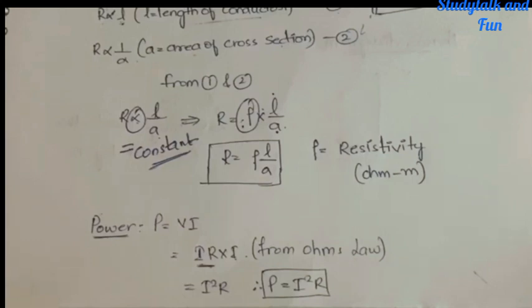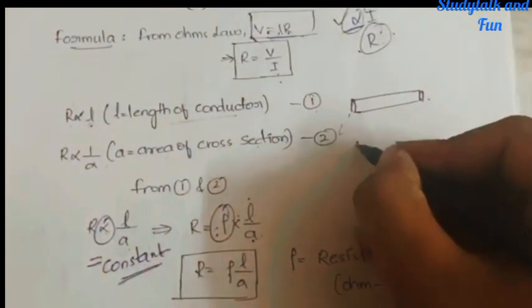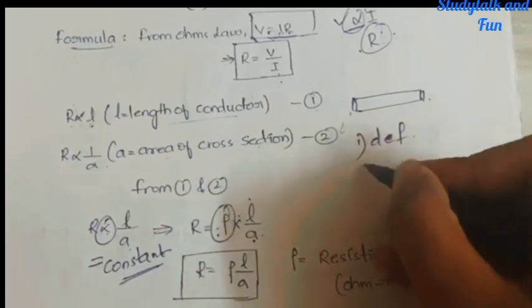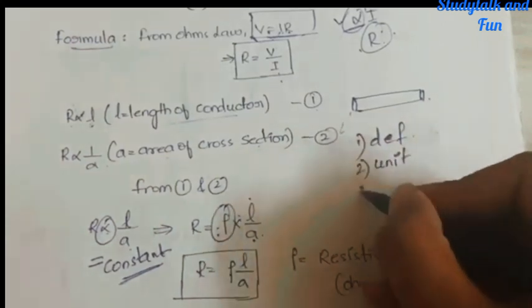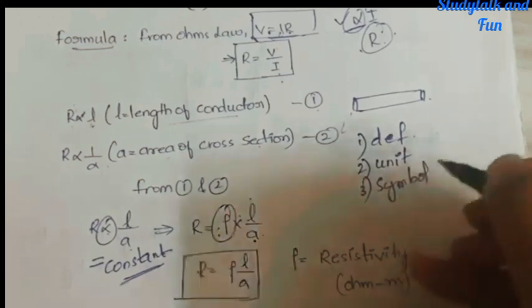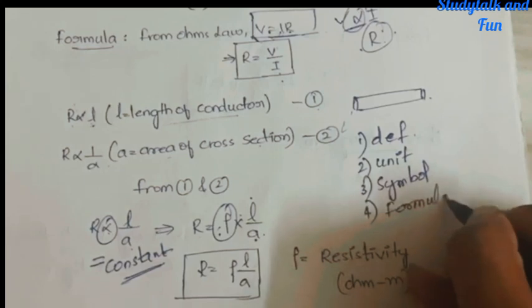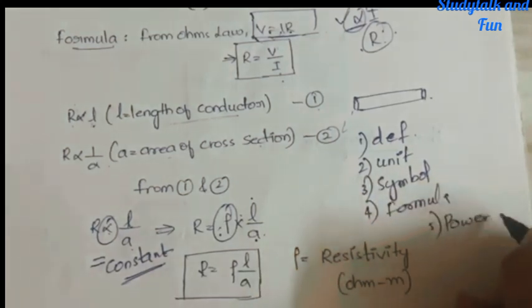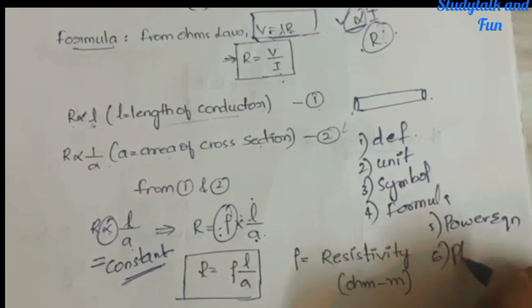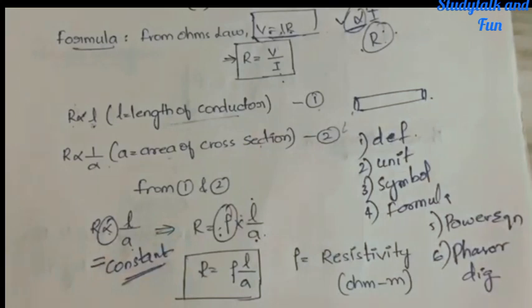Okay, so for everything, for resistance, for inductance, for capacitance, in the exam, if you are asked to explain about the electrical circuit elements, first you have to write the definition. Next, unit, third, symbol, and fourth is formula, fifth is power equation, and sixth, phasor diagram. Okay, all these 6 things you have to write for each of resistance, inductance, and capacitance in the exam if you are asked this question.